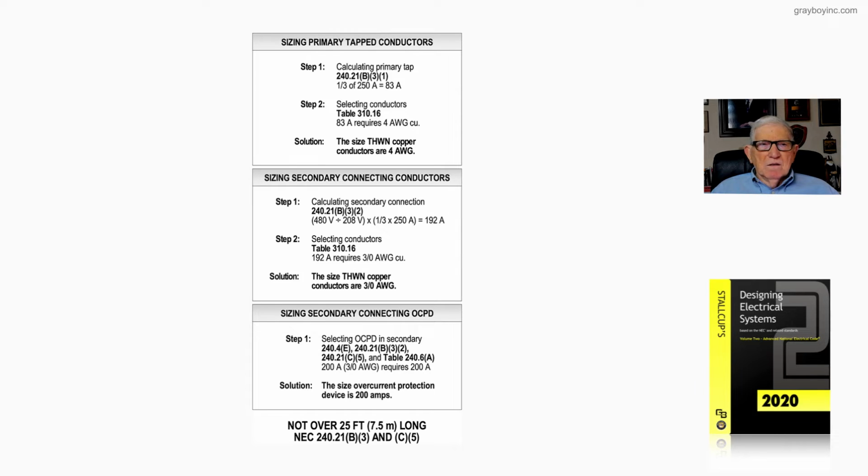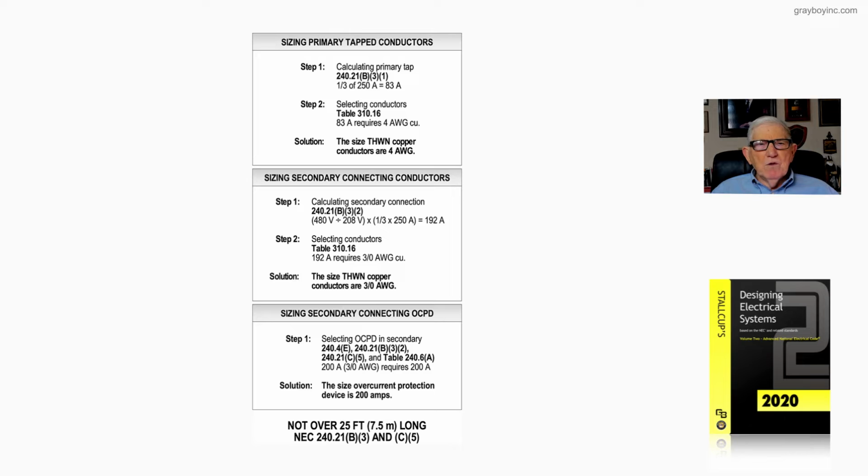Now, our second step is to select the conductors. So we'd go to table 310.16, and we're using 75 degrees C terminals. So a number 4 conductor, good for 85 amps, will supply 83 amps. So the solution is correct. The size THW and copper conductors are number 4 AWG.